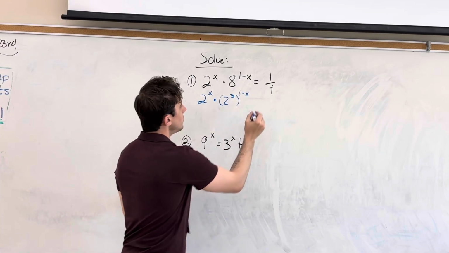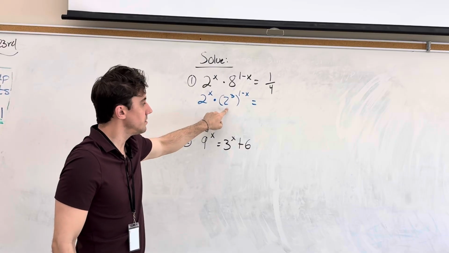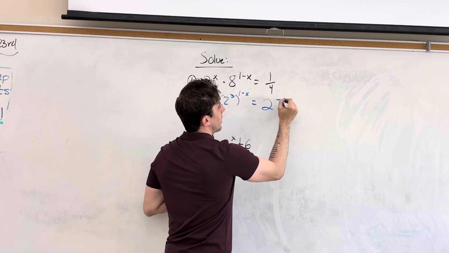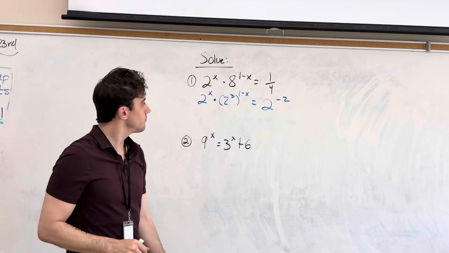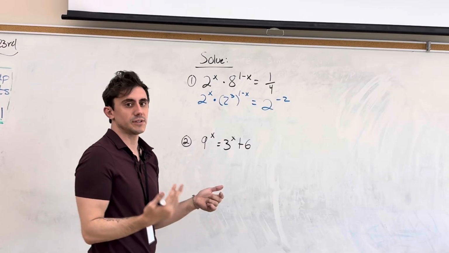Okay? Now on the other side, we have 1 over 4. And in an attempt to write everything with a common base of 2, we're going to write 1 over 4 as 2 to the power of negative 2. Okay? And now it's just going to be an application of our exponent laws, which hopefully we're familiar with.